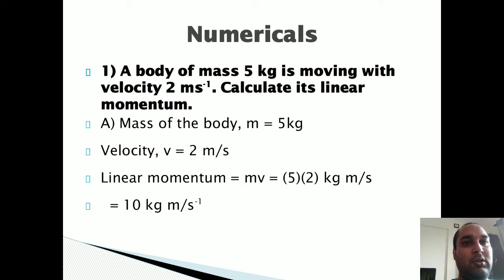First numerical: a body whose mass is 5 kg is moving with a velocity of 2 meter per second. We have to calculate its linear momentum. As we know, linear momentum is mass into velocity. Mass is 5 kg and velocity is 2, so linear momentum is m into v. So we'll get the answer as 10 kg meter per second.